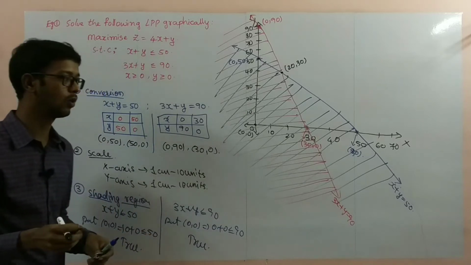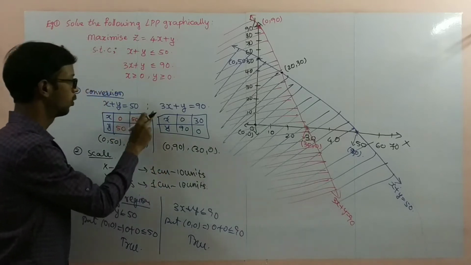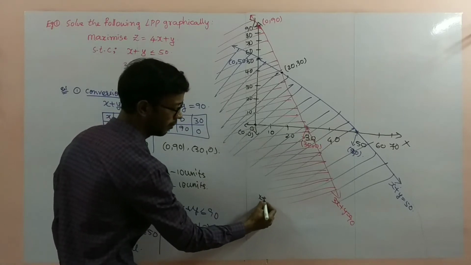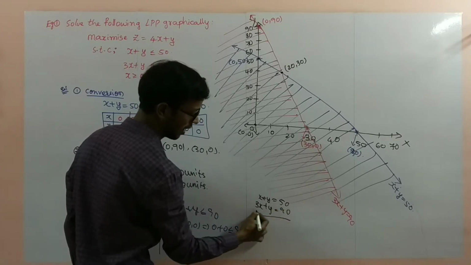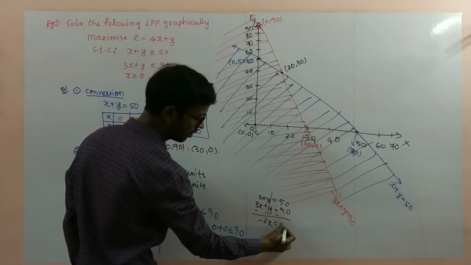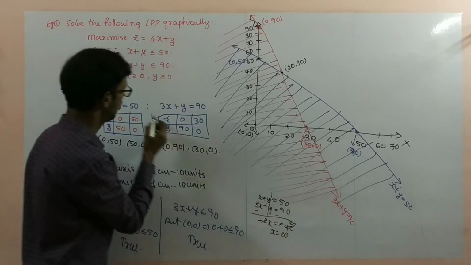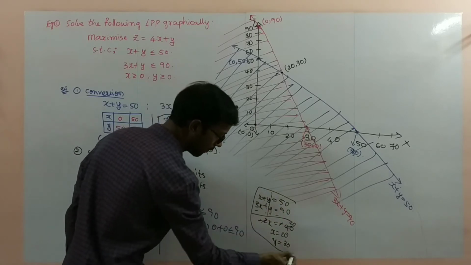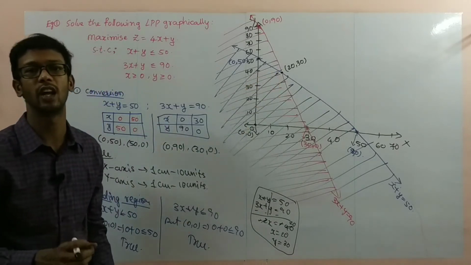Sir, how to remember this? Now you can roughly make this. Two equations are there. Solve the two equations: x plus y equal to 50, 3x plus y equal to 90. Subtraction making, so minus 2x equal to minus 40, x equal to 20. Substitute x equal to 20 here, y equal to 30 you will get.